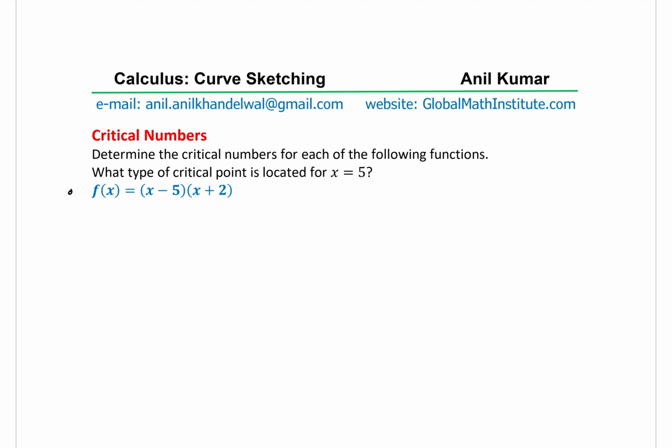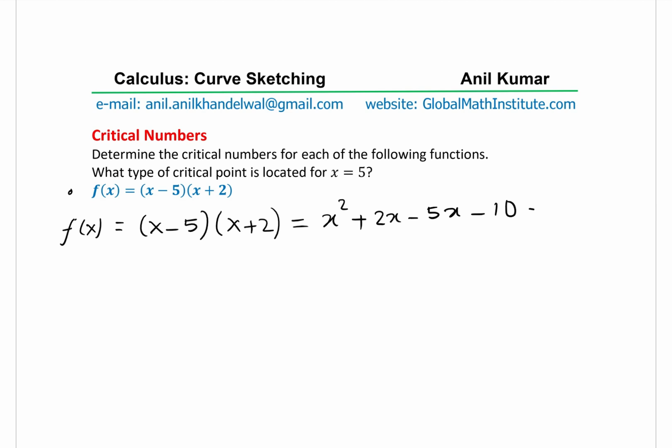So when we are given the function, we need to find its derivative to find the critical numbers. Derivative of this, how will you figure this out? Well, one easy method is, let us first expand it. So instead of getting directly to the derivative, let's figure out what the function is. So we have x minus 5 times x plus 2. Let us expand using the distributive property. So we get x squared plus 2x minus 5x minus 10. Combine the like terms and you get x squared minus 3x minus 10.